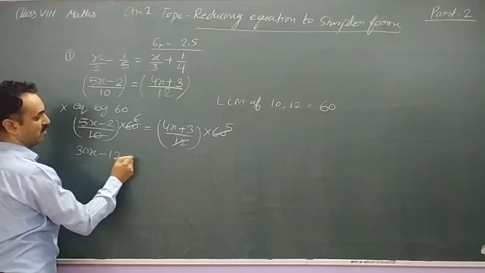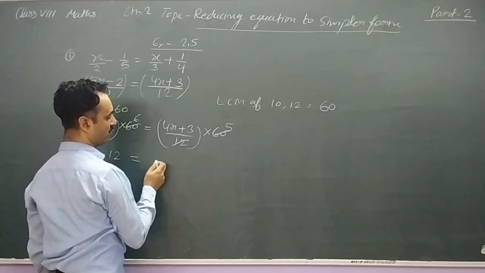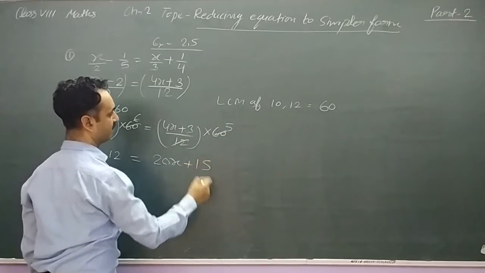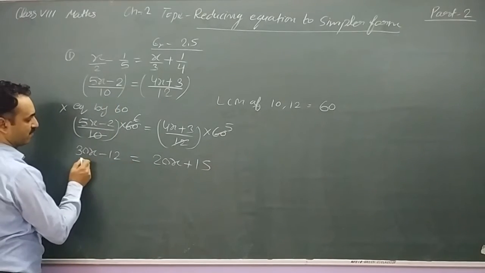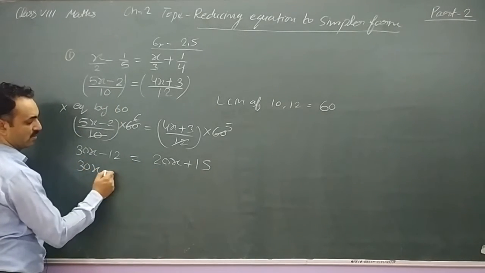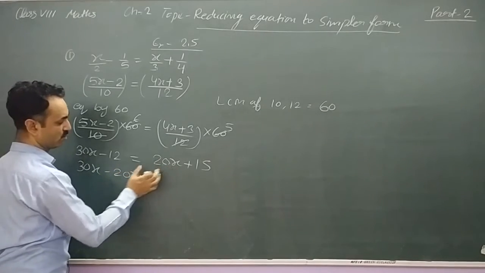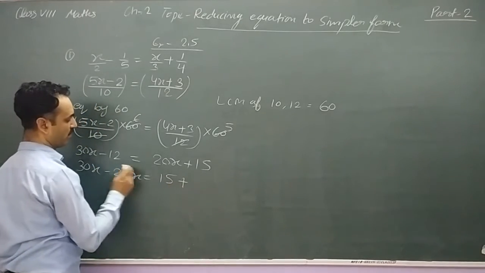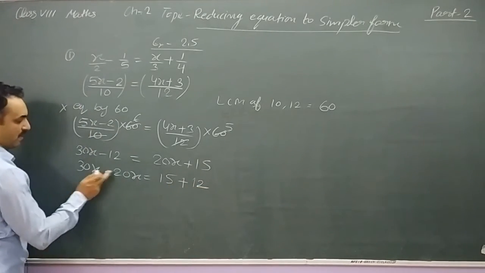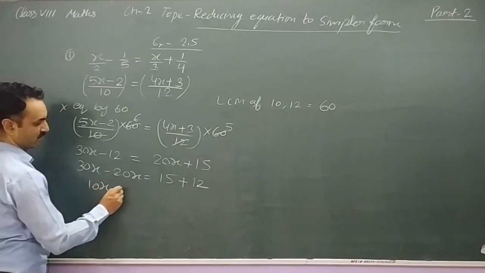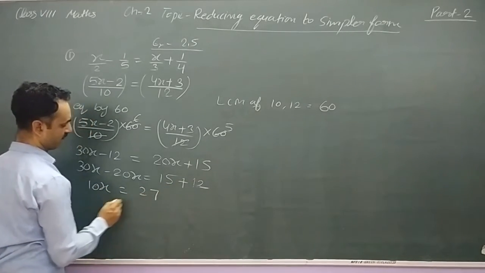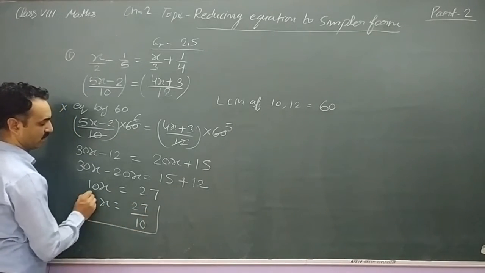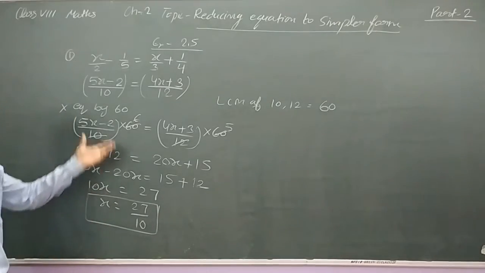30x, minus 6 twos are 12, and 5 multiply 4x, 20x, plus 5 threes are 15. Now 30x and this minus 20x; this 20x is positive, so it will come here negative, and 15 is positive, so it will come here as minus, and 12 will be positive. 30x minus 20x is 10x, 15 plus 12 is 27, x equals to 27 upon 10. So this is the value or solution of the equation.